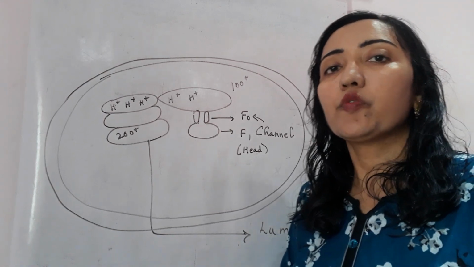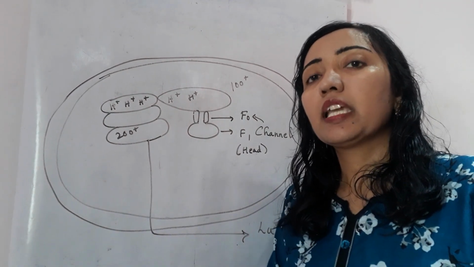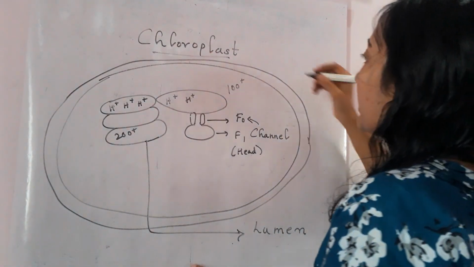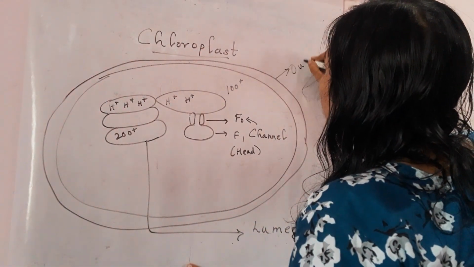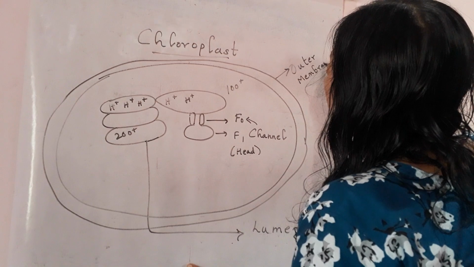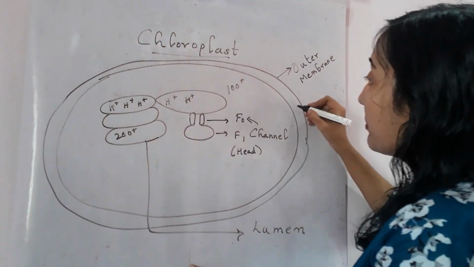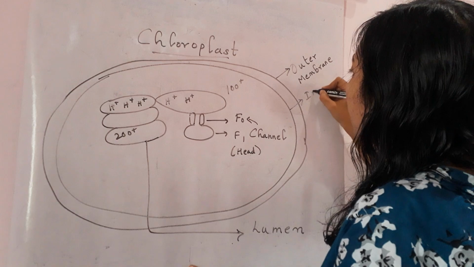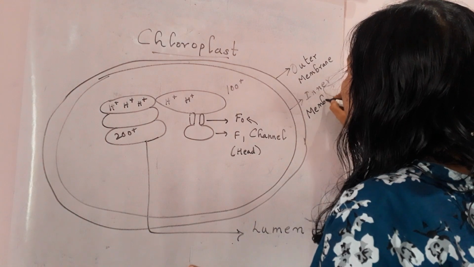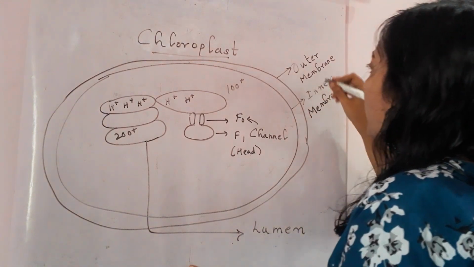Hi friends, let us see the chemiosmotic hypothesis. We have seen that photophosphorylation, which occurs in the chloroplast, uses the chemiosmotic hypothesis. So this is the chloroplast, and this is the outer membrane. The chloroplast is double membraned, and this is the inner membrane of the chloroplast.